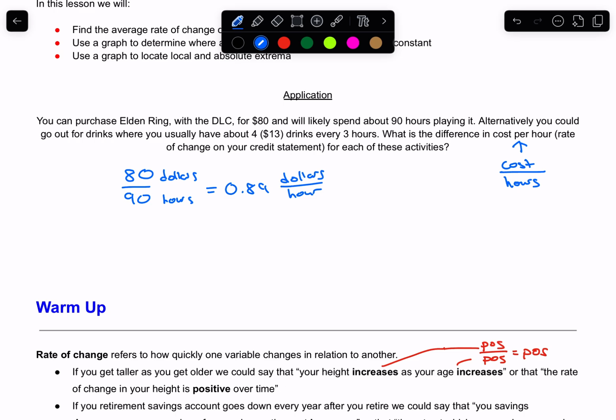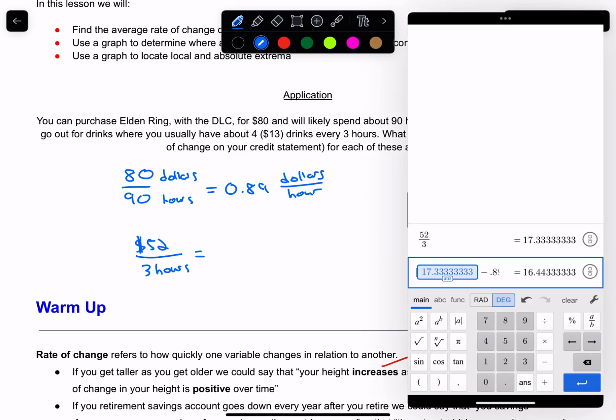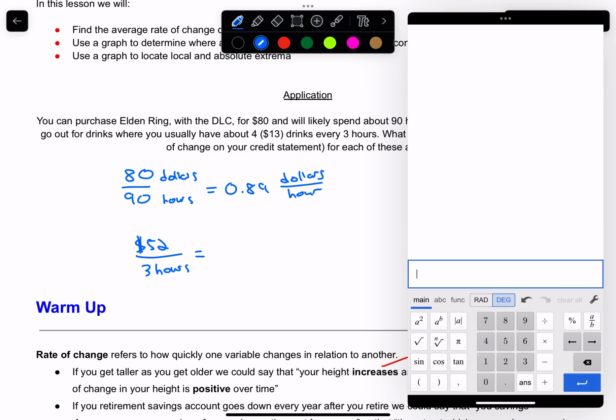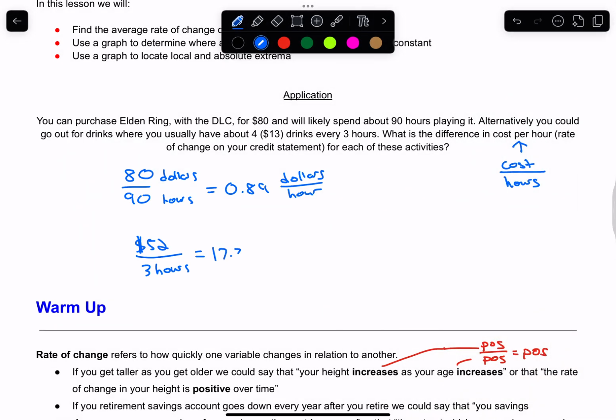Now for the drinks, $13 per drink of water, for 4 of them, is 52 total dollars. And it says we had 3 hours of fun there. So $52 divided by 3 hours. If we calculate real quick, 52 divided by 3 is 17.33. Okay, when we round it, $17.33 per hour. Notice a much higher amount of dollars per hour. Probably not any extra fun for the record.